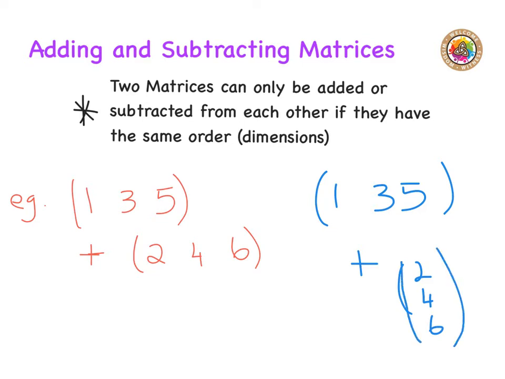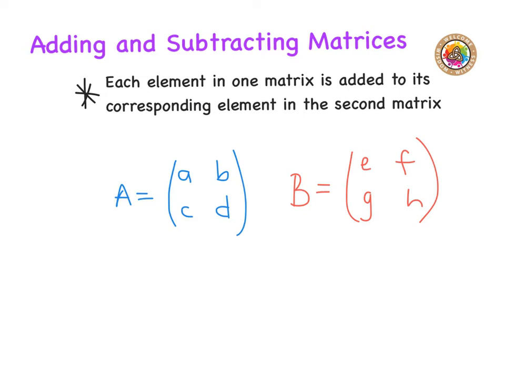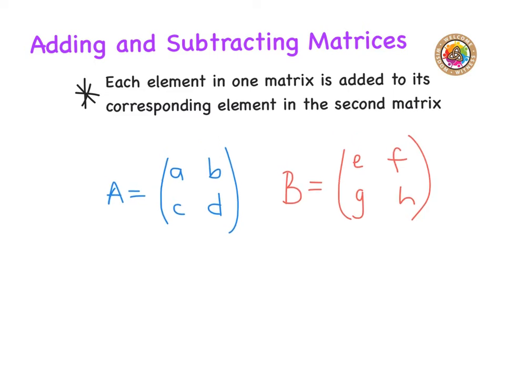Okay, so two matrices can only be added or subtracted from each other if they have the same order or the same dimensions. That's our only rule really that we have to remember. Our next bit, or our only step then, in adding and subtracting them, is that each element in one matrix is added to its corresponding element in the second matrix.